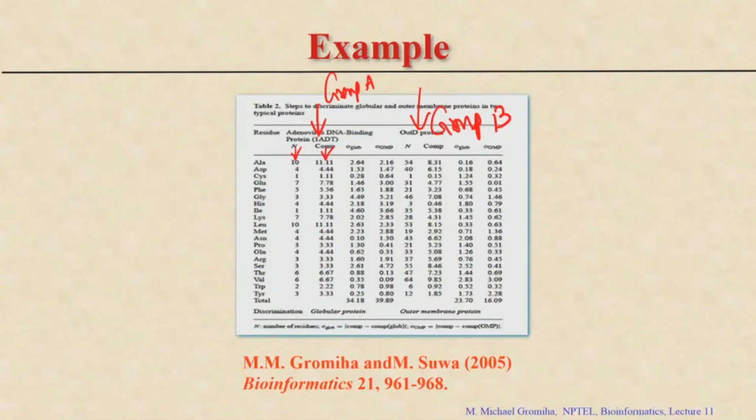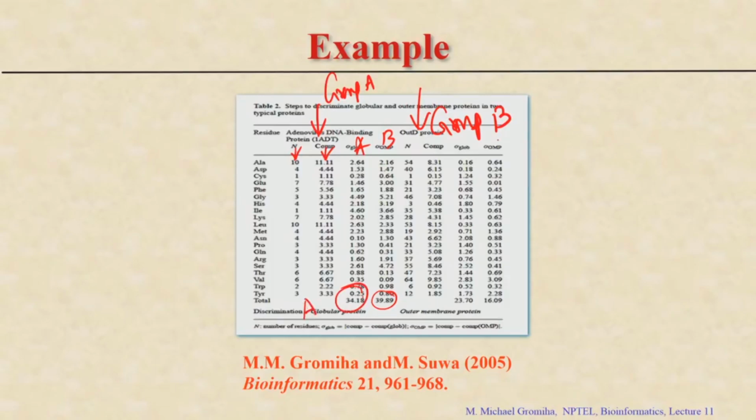So, then subtract the values. So, this is sigma of group A and sigma of group B. Do it for all the residues, then finally sum up. Here this is 34 and here 39. Which one is small? This is small, right, this is small. So, this belongs to group A.